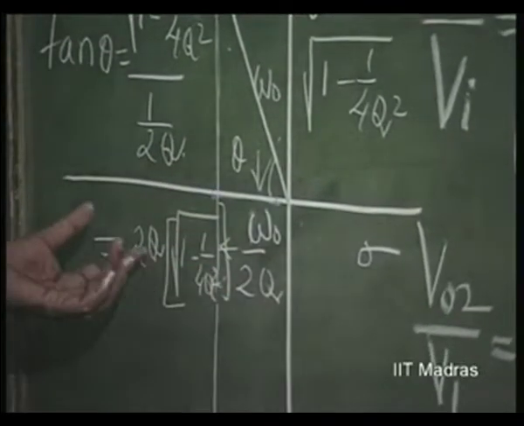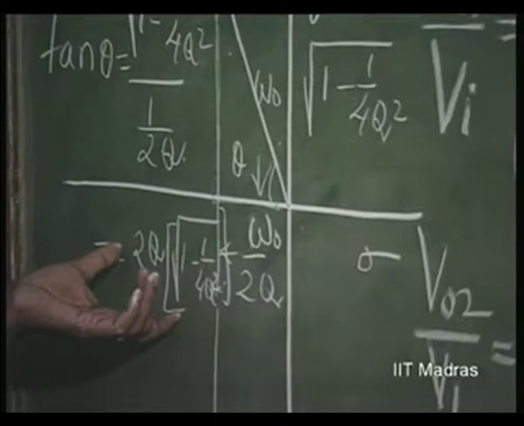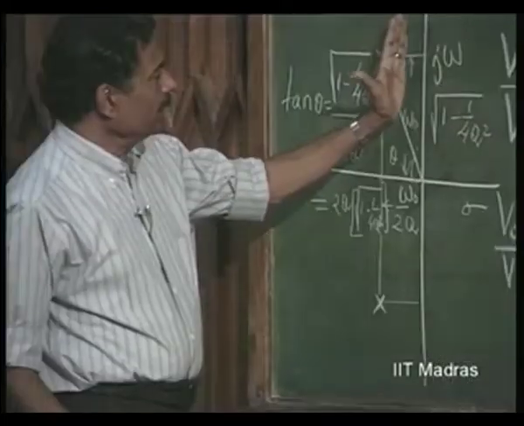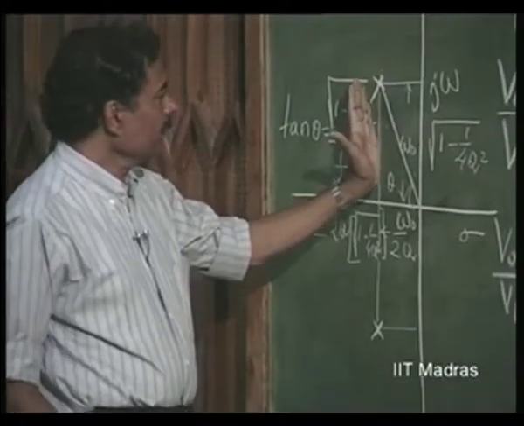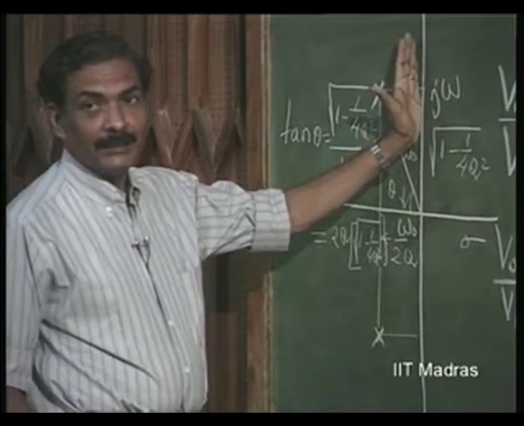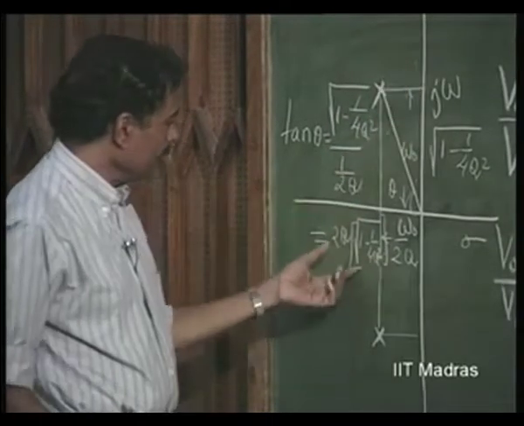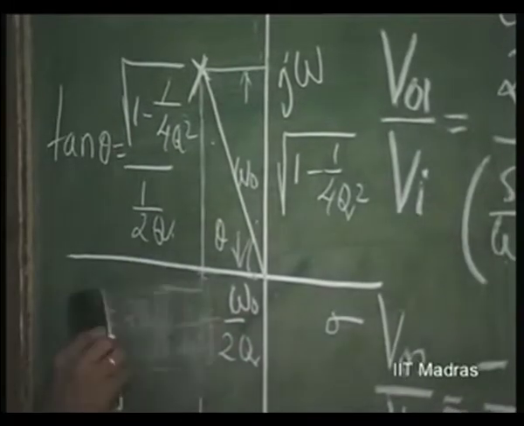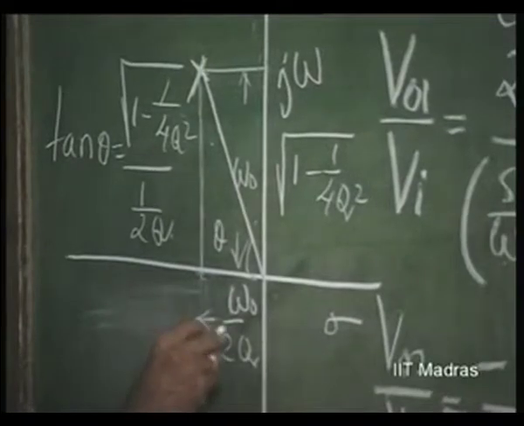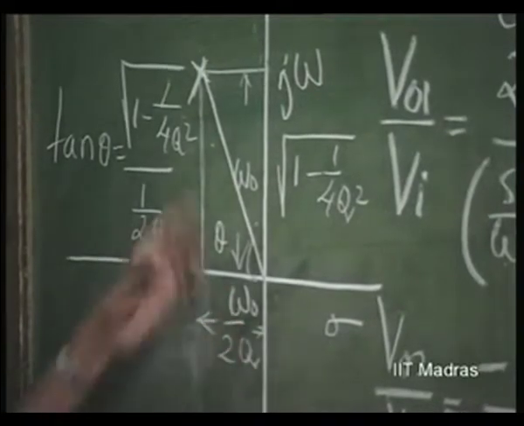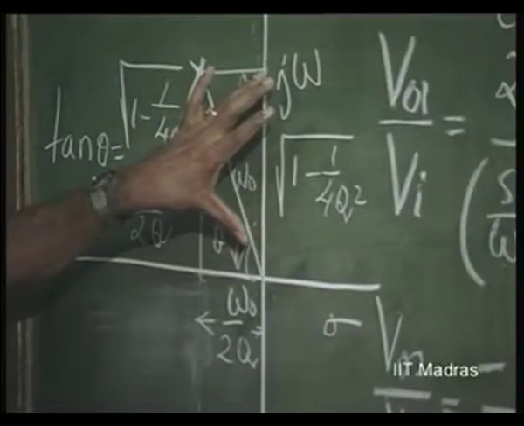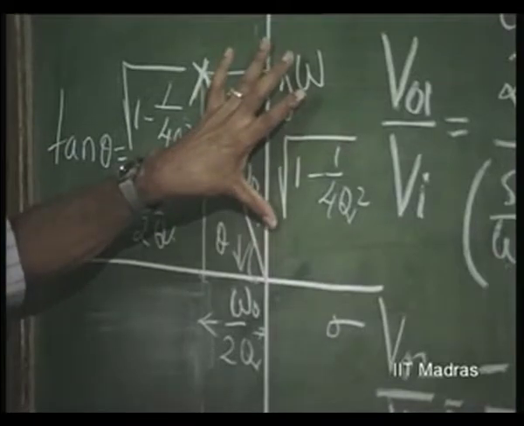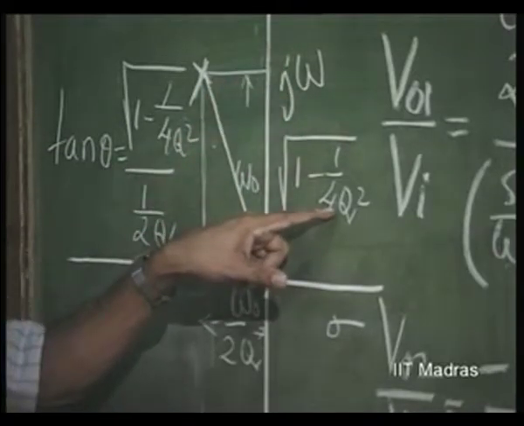So, you will see that it is directly proportional to q. If q is high, and the angle is very nearly 90 degrees, it simply means that the poles are near the imaginary axis. That is indicated by the extent of q. You can see when the q is very high, this distance is going to be very low, and this j omega is going to be very close to omega naught, because this is going to 0 and this becomes omega naught.